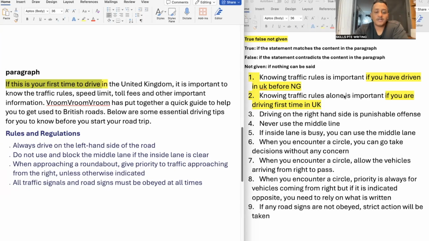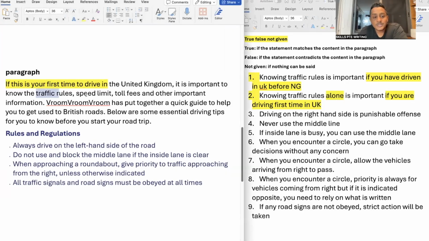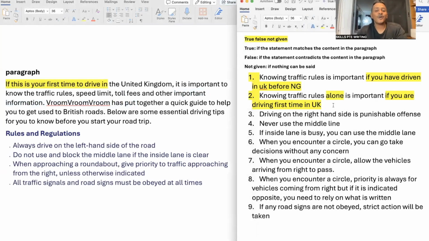Very good, Sharan. Very good, Diksha. Why is it false? Because of this word alone. Knowing traffic rules alone is important. It is important to know the traffic rules, speed limit, toll fees, and other things. Everything else is also important. It is not just the traffic rules, so this is contradicting. It's exactly opposite to what is given in the paragraph.